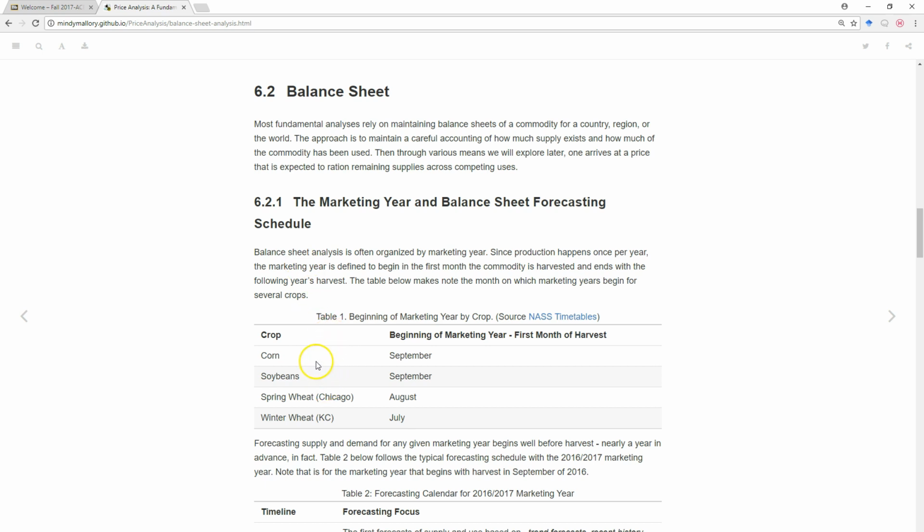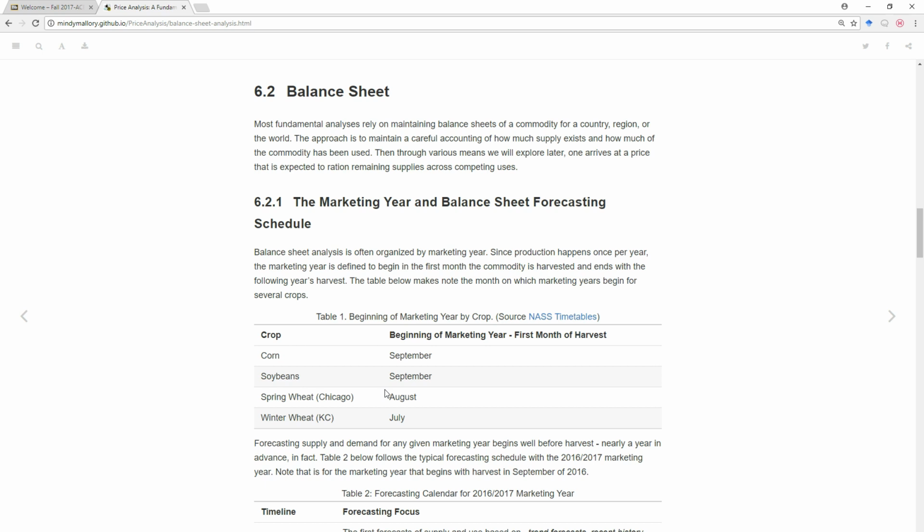Corn and soybeans marketing year starts in September, and the wheat ones are a little bit more confusing because you have to remember when different varieties of wheat were planted and when they were harvested. So remember, spring wheat or Chicago wheat, that's planted in the springtime, and it grows through the summer, and then the beginning of the marketing year is August. So that means harvest of spring wheat usually happens in August.